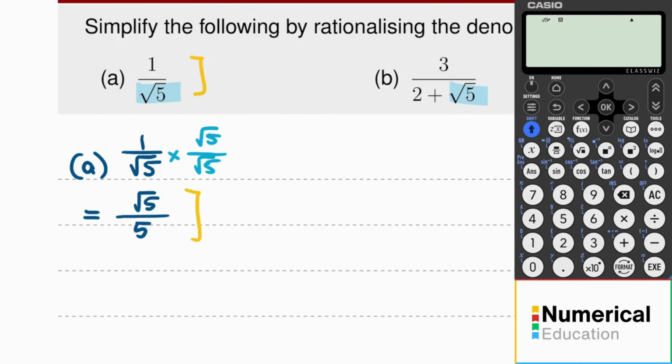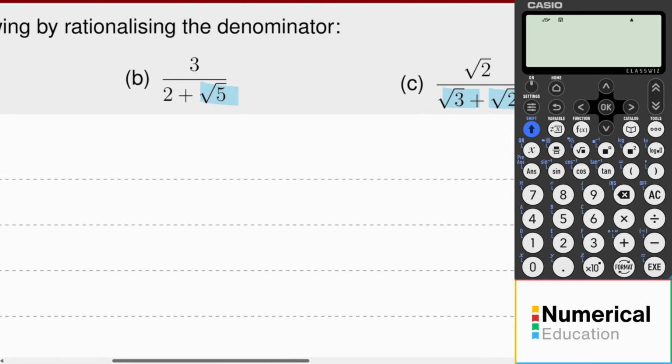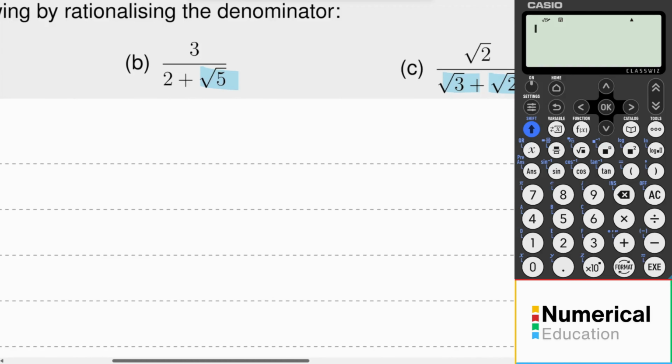It's just that it looks different because we have done a little bit of simplification so that there is no surd on the bottom, but they are exactly the same number, the same decimal if you're going to put it into the calculator. Now we're going to move on to part B, and we're going to have a look at a slightly different type. So for part B, we've got 3 all over 2 plus root 5.